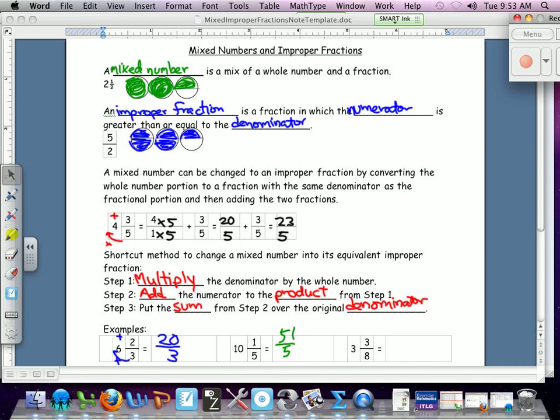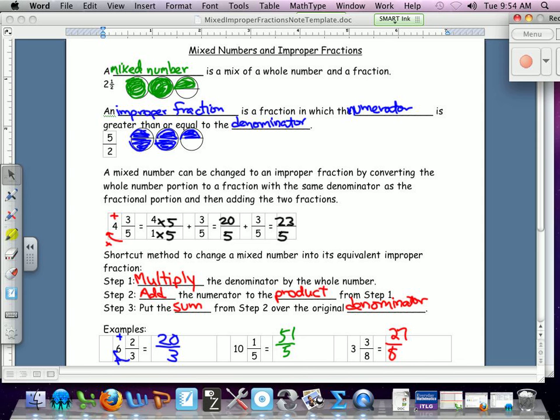What do you get? 27/8. 27/8. So you like the shortcut? I like when I don't have to show the work, but do you understand why the shortcut works? Yes. All right, the shortcut works because the 3 times 8 tells me that 3 cut up into 8s would give me 24 pieces, plus the 3 pieces I started with, 27, and the pieces are 8s.